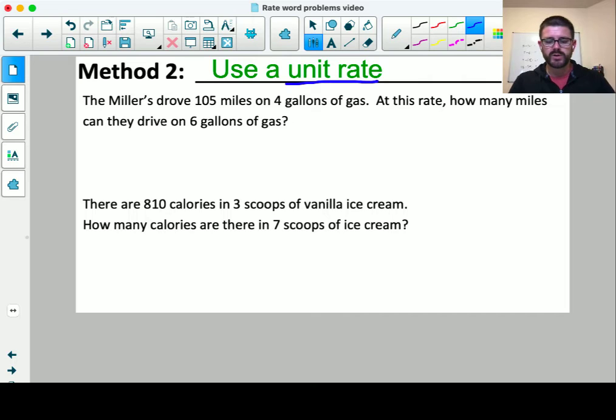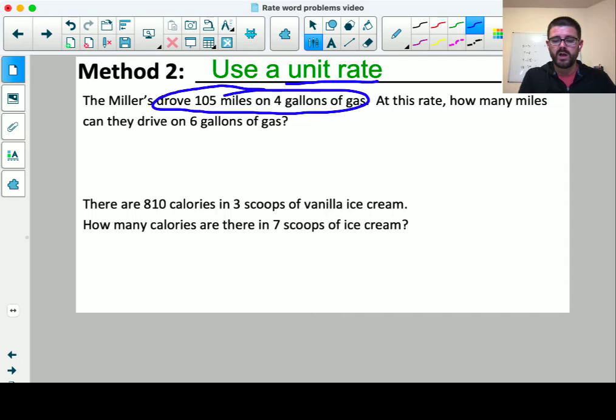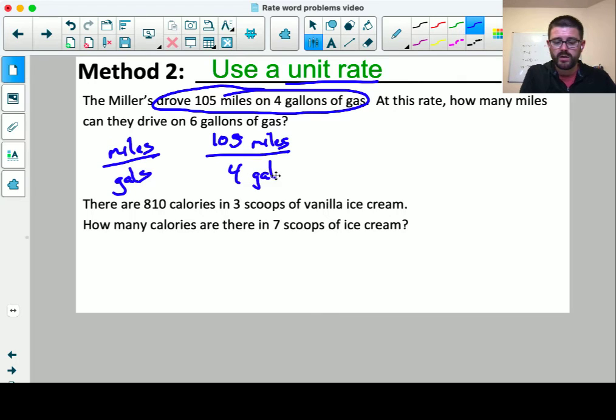It says the Millards drove 105 miles on 4 gallons of gas. At this rate, how many miles can they drive on 6 gallons of gas? So again, start with the information that's given together. 105 miles, so I have miles and I have gallons. So 105 miles over 4 gallons.